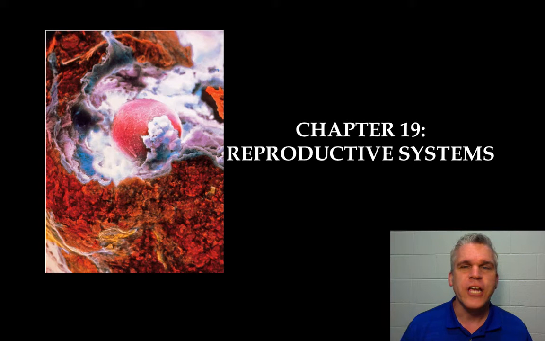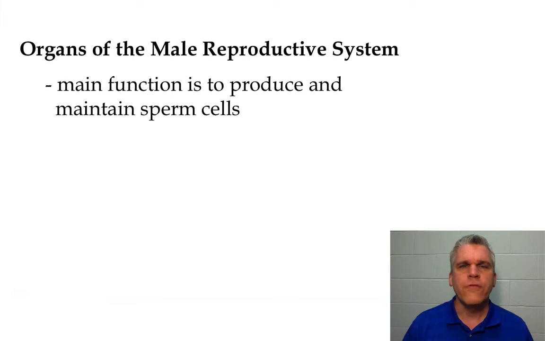As we get started here on chapter 19, dealing with the reproductive systems, we're going to look at the male reproductive system in one video, and then in another we will take a look at the female reproductive system. So starting off with the male, the main function is to produce and to maintain sperm cells. The sperm cells, or the gametes, are the cells that will transmit the genetic information from parent to offspring.